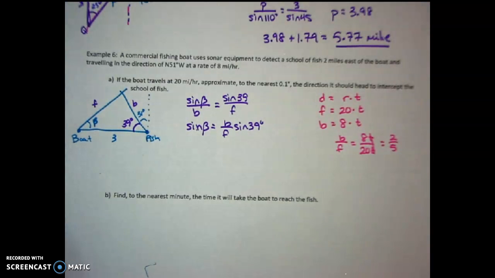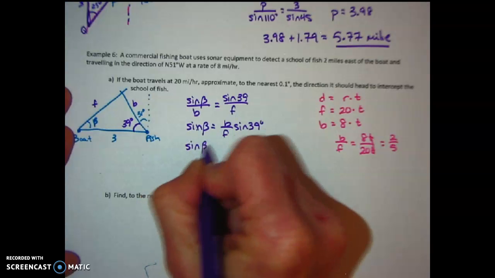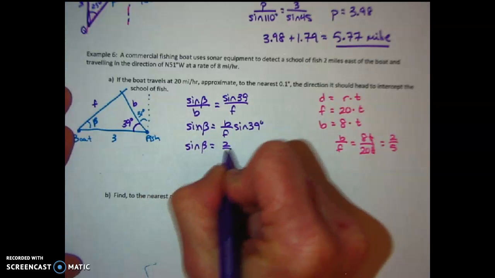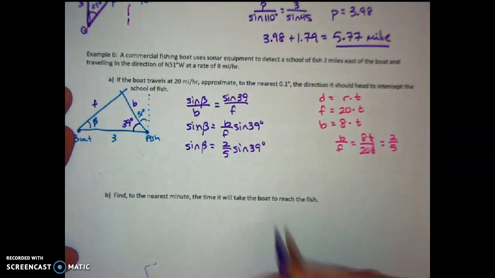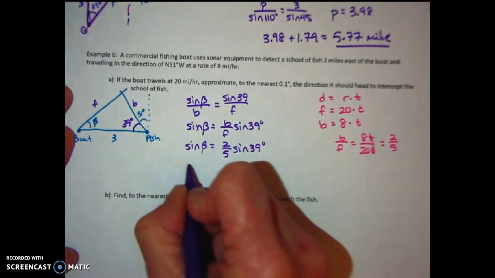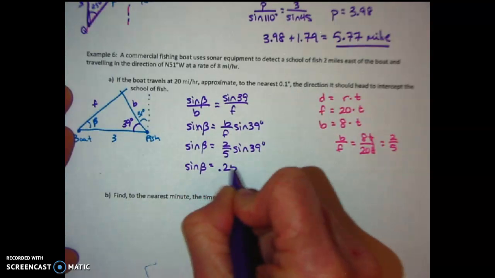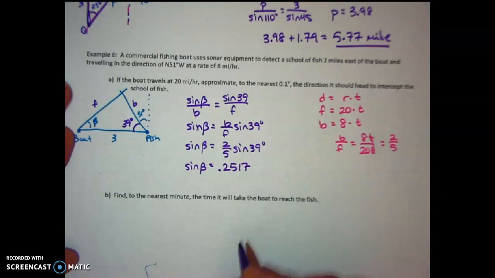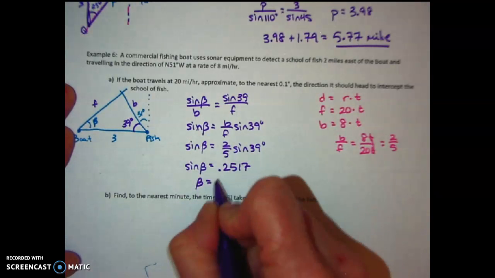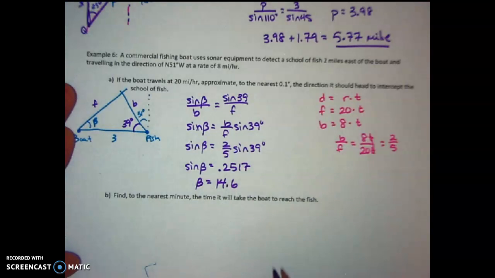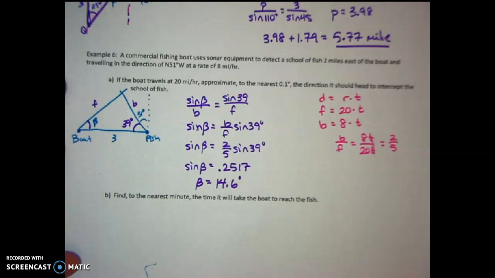So now I can come back over to this problem, and I have the sine of beta equals 2/5 the sine of 39 degrees. So when I plug that into my calculator, I'm going to find that the sine of beta equals 0.2517. And if I take the inverse sine of that, I find that beta is 14.6 degrees. So this angle is 14.6 degrees.